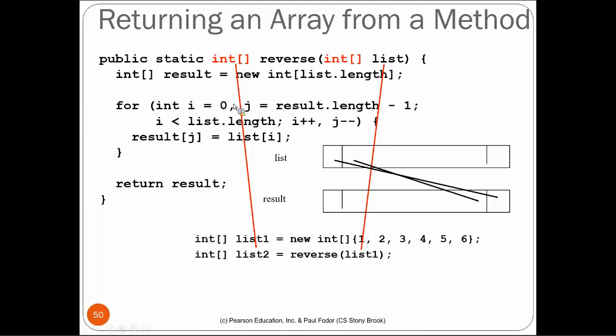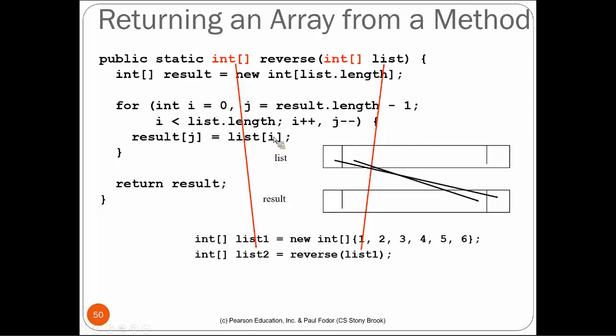One of the variables, i, is initialized with 0, and the second variable, j, is initialized with result.length - 1. So basically, we have two variables. The first variable iterates over the elements in the original list. The second variable iterates over the elements in the resulting list. So we start with the first element in the first list, and we start with the last element in the second list.